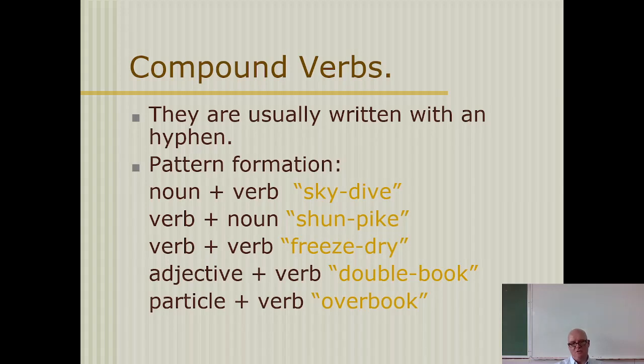Pattern formation, noun plus verb: skydive. Verb plus noun: shun pike. Verb plus verb: freeze dry. Adjective plus verb: double book. Participle plus verb: overbook. Yeah, especially the last two, overbook and double book. Basically, you have two passengers for one seat on the airplane, and that is obviously overbooked or double booking.